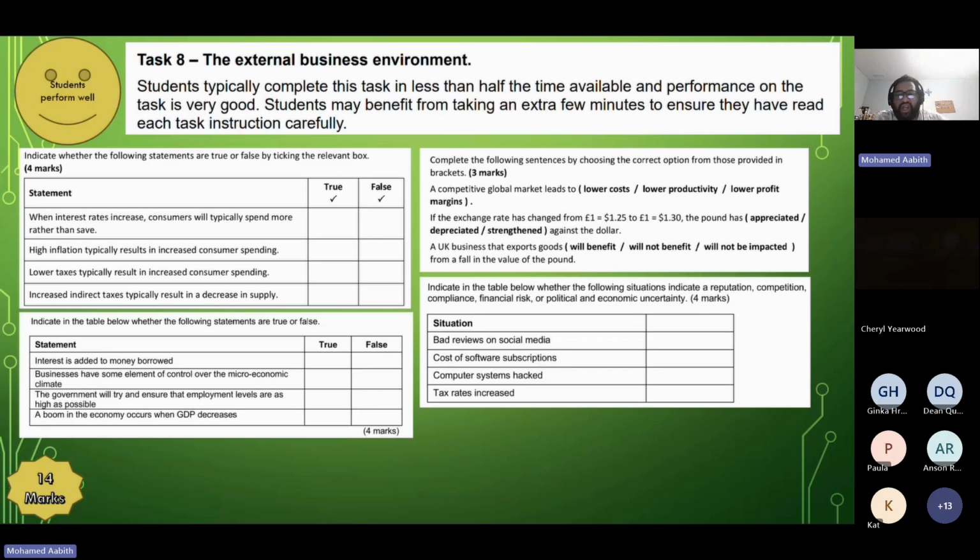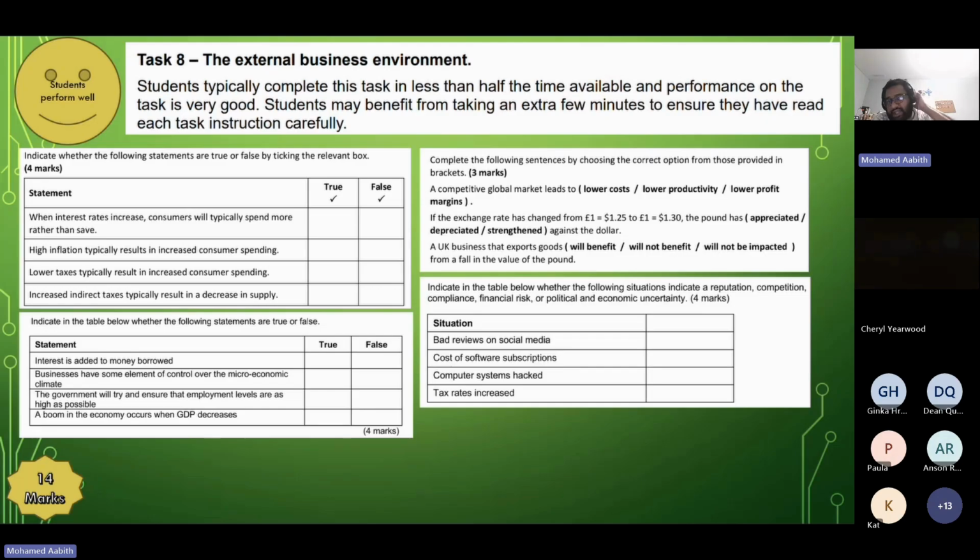If the exchange rate changes from £1 to $1.25 to £1 to $1.30, the pound has what? Is it appreciated, depreciated, or strengthened against the dollar? The right word we use here is appreciated. We don't use the word strengthened here. It changed from $1.25 to $1.30. That means I'm getting more dollars for my pounds. Therefore, my pound has appreciated.